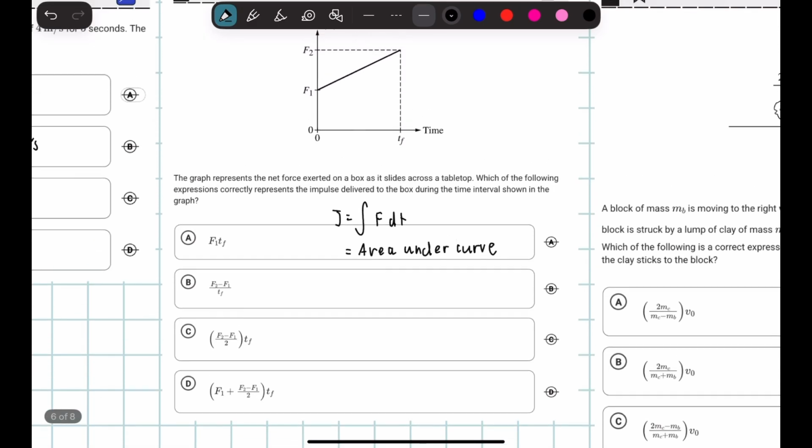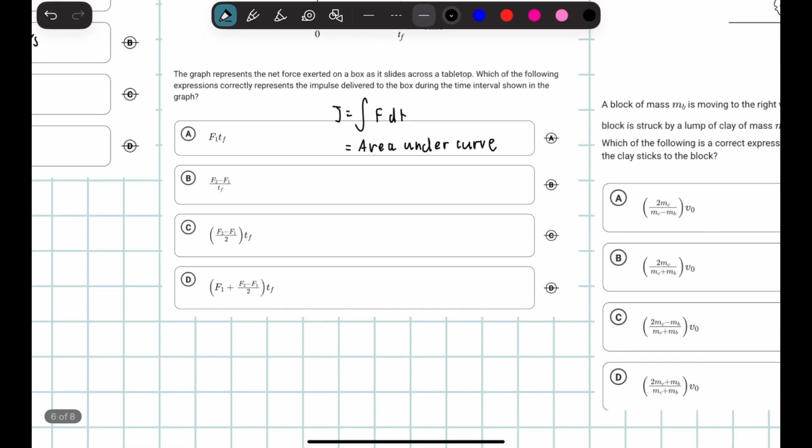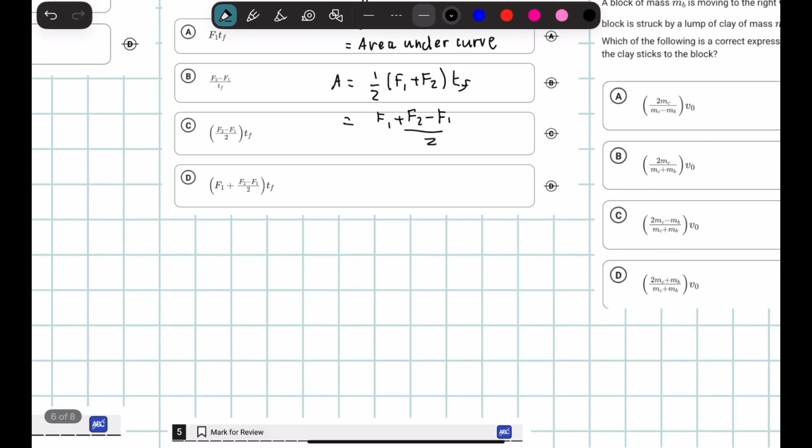So we see that the area is a trapezoid, so we know the area is going to equal 1/2 of F1 plus F2 times tf. So then we can just plug in our values. So we can write J is equal to (F1 plus F2 minus F1) over 2 times tf.